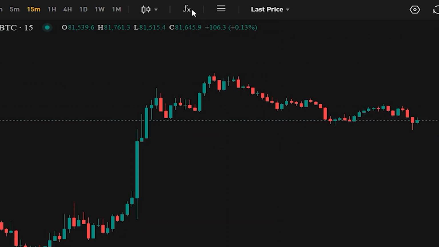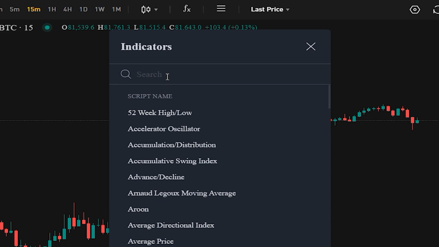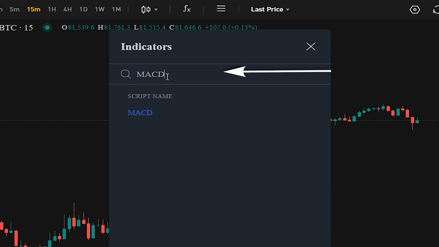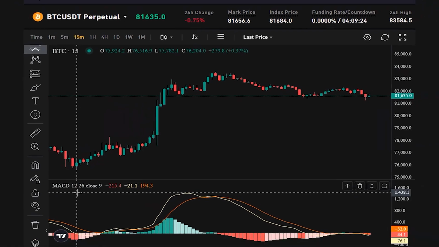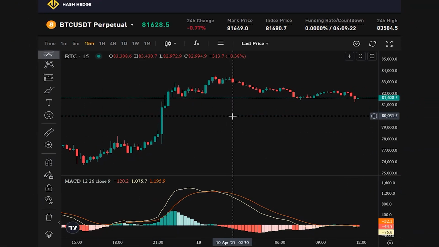Setting the MACD indicator is very simple. We need to go to the indicators menu. At the top of the screen, type MACD and set it on the chart. It is set by default with the settings we need, 12 and 26.